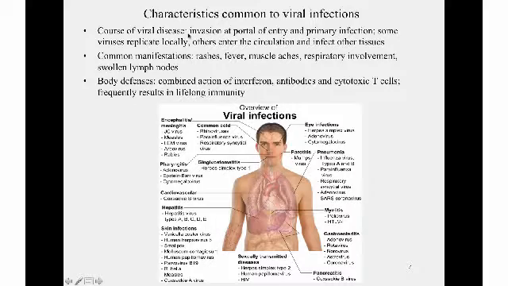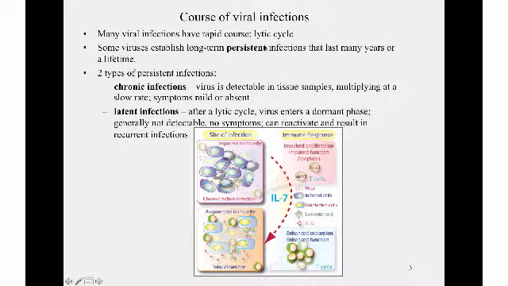Now, as far as the course of viral disease, they all have their own portal of entry and associated primary infection. Some of these viruses will replicate locally, others can spread and infect other tissues. Some viruses have an acute course of infection, very rapid course involving the lytic cycle, while others are associated with long-term persistent infections, and these can last many years up to a lifetime.